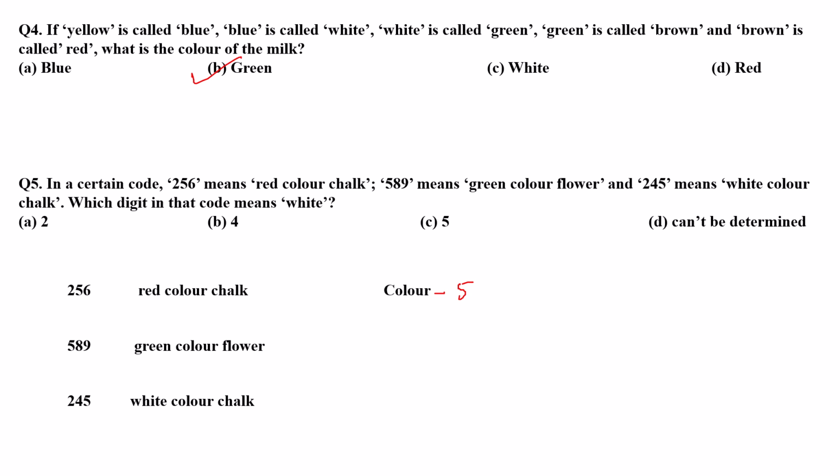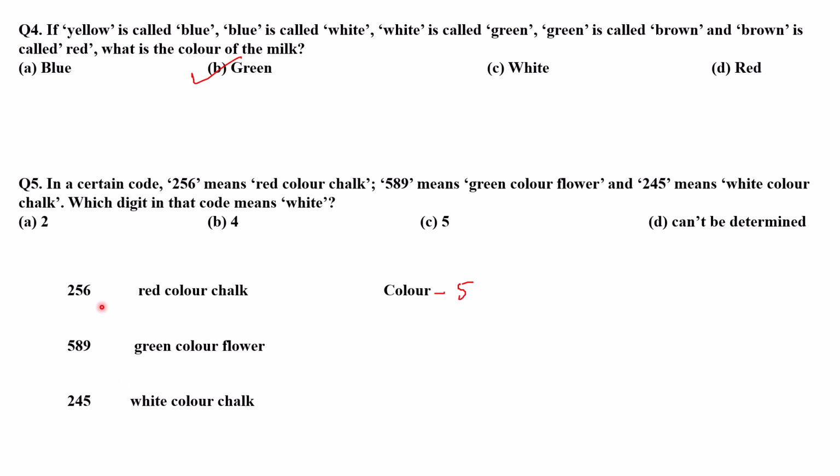And what we have to find? We have to find the digit which is the code for white. Okay. So color I know it is 5. If I come to know what is for chalk, I will be able to find for white also. Now if you see the first and the last one, color already we know it is 5. And chalk is present in first and third both, isn't it? Here is also chalk, here is also chalk.